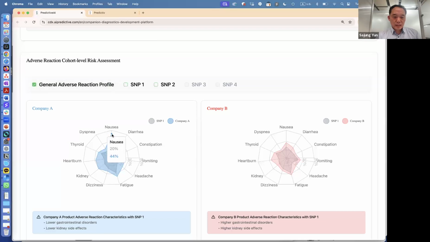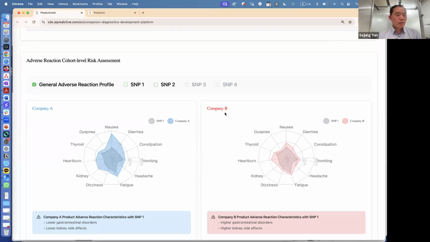So as you see here, our drug in nausea has 40% chance to get. However, our opponent is 28%. So in this case, our drug is inferior to our competitor. However, if we find the single nucleotide polymorphism group, it's 20%. So therefore, it's equivalent or better than company B's drugs. Therefore, we could find a more efficient cohort.